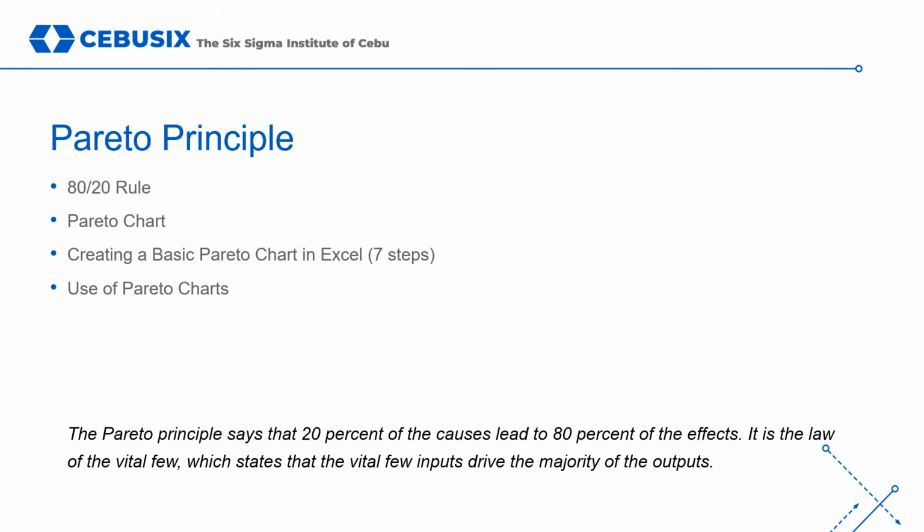The Pareto Principle says that 20% of the causes lead up to 80% of the effects. It is the law of the vital few, which states that the vital few inputs drive the majority of the outputs. In this section, we will take a closer look at the Pareto Principle and the Pareto Chart, which is an important tool in the Six Sigma Toolkit. We will show you how to create a basic Pareto chart using Excel, and even how to use them during the course of a Six Sigma project.